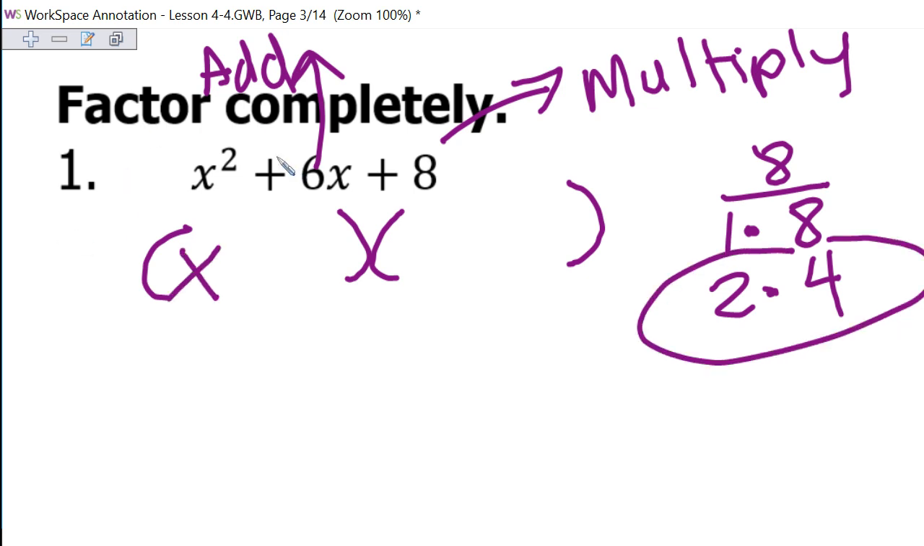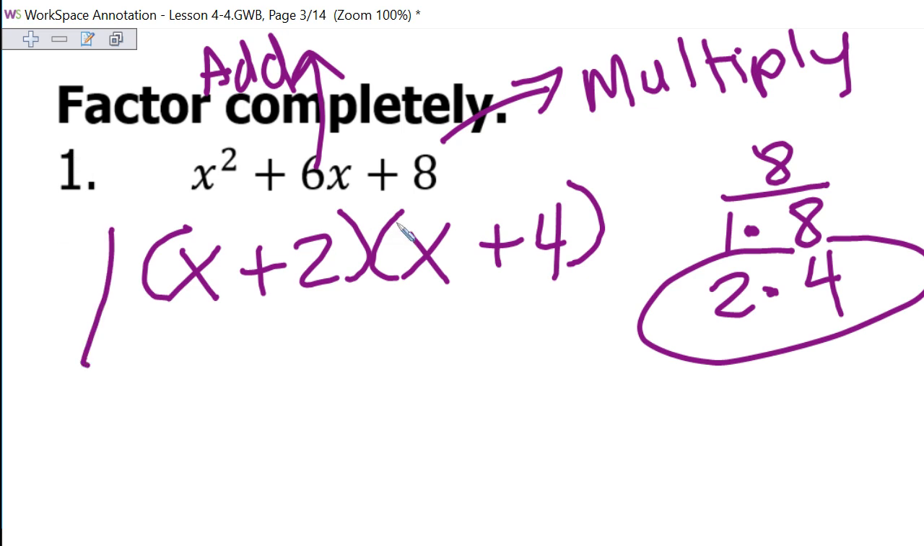So x times x is x squared. And then we'll use our two answers. We'll use positive 2 and positive 4. And that's your answer, x plus 2, x plus 4. It doesn't matter which one you write first because both of these are in parentheses, which means they're multiplied. So does order matter when you're multiplying? No, that's the commutative property.